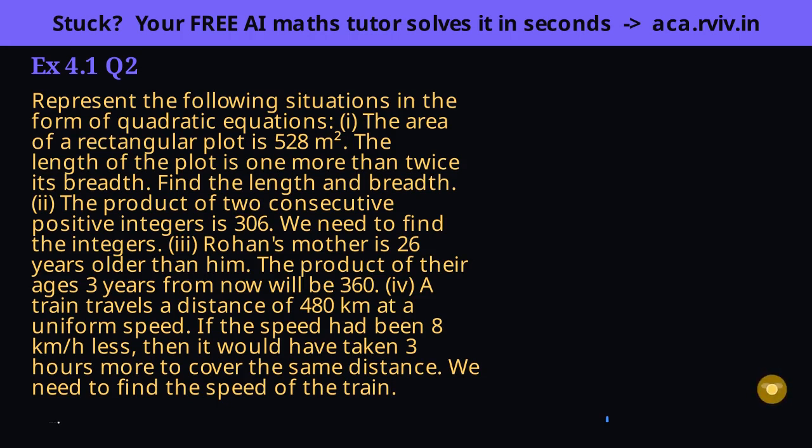Story 4. The train. And this one hides its square in a fraction. Let the speed be x. Time is distance over speed, so the 480 kilometers takes 480 over x hours. At 8 kilometers per hour slower the speed is x minus 8, and that slower trip takes 3 hours longer. So time slow equals time fast plus 3. 480 over x minus 8 equals 480 over x plus 3.